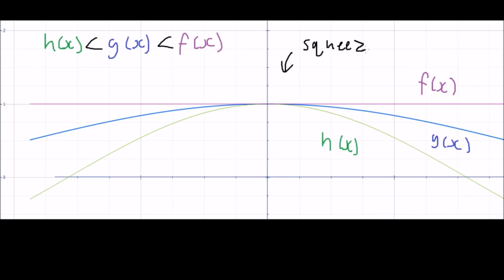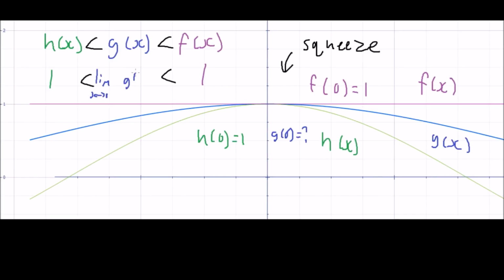Notice how there is one point where the functions f, g, and h seem to meet at the same location. And this is where the squeeze theorem comes in handy. To find the limit of g of x at this point, we can find the limits of f of x and h of x and see how g is squeezed right between them.